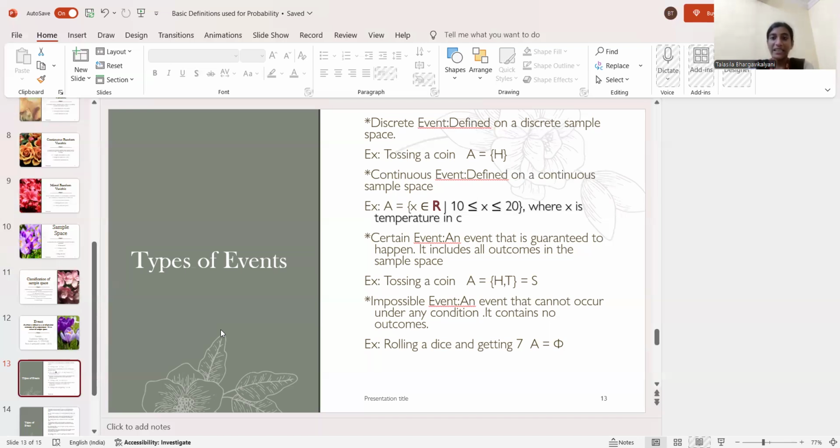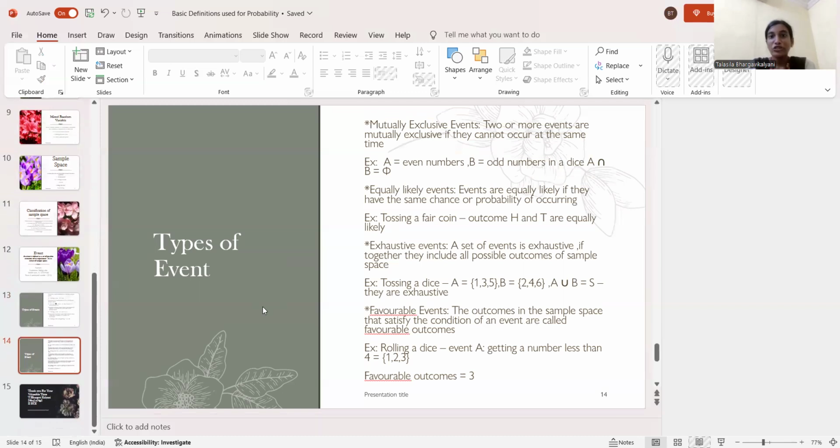Impossible event, the event that cannot occur under any conditions, means the possibility of the event occurring is zero. Suppose we are rolling a die and we want to get 7. But in a die, we have only 1 to 6. So we cannot get 7 from rolling a die. So the probability of the event of getting 7 is 0.